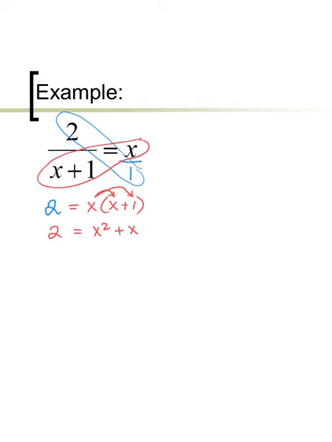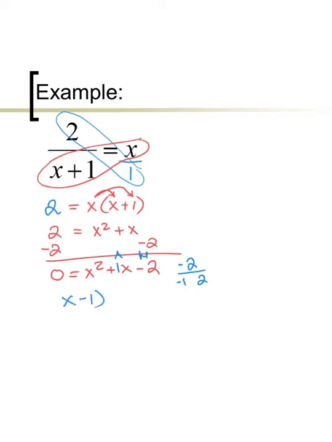Now I want to make sure my equation is equal to 0. So I'm going to subtract 2 from both sides. Notice I put it at the end to make sure that it's in standard form. And now I have a choice. Can I factor it? Are there two numbers that add to 1 and multiply to negative 2? Well, I could say negative 1 times 2, because that would add to 1 and multiply to negative 2. So my factors become x minus 1 and x plus 2.